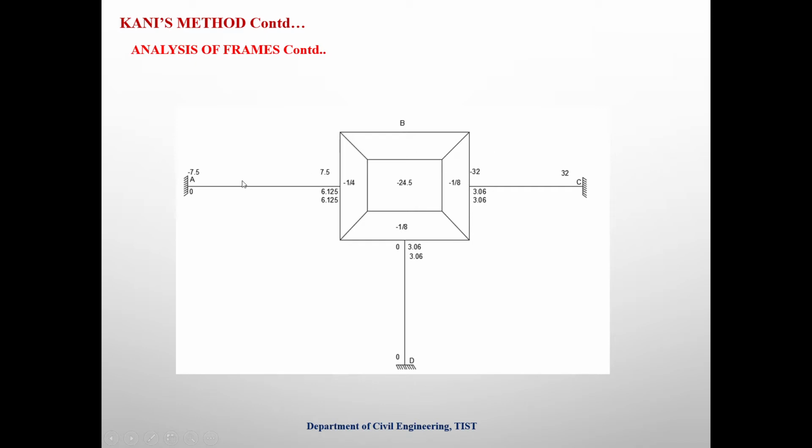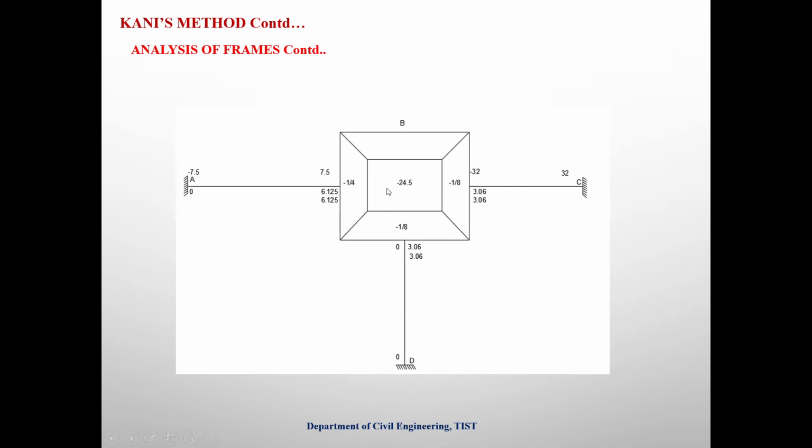Since the joints A, C and D are fixed ends, there should not be any rotation contribution at these joints. So we have to consider the joint B. Then we have to find out the rotation contribution for BA, BC and BD. How will you find these rotation contributions? The sum of the fixed end moments plus the far end contributions, multiplied by the rotation factor, will give the rotation contribution. That means minus 24.5 plus 0 plus 0 plus 0.